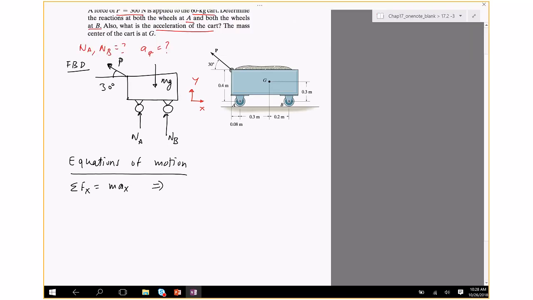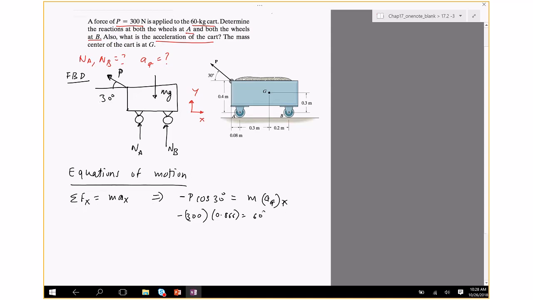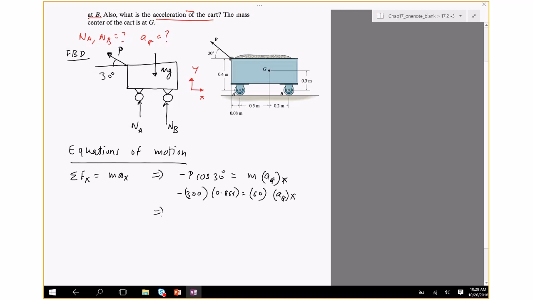Okay, so all forces in the x direction. So the net external force is P cosine 30 degrees. And since P is inclined that way, if you resolve it, it's going to be acting in the negative x direction. So it's negative, equals mass times acceleration of G in the x direction. So minus 300 cosine 30, which is 0.866, equals 60 times a_Gx. So we can solve for a_G.